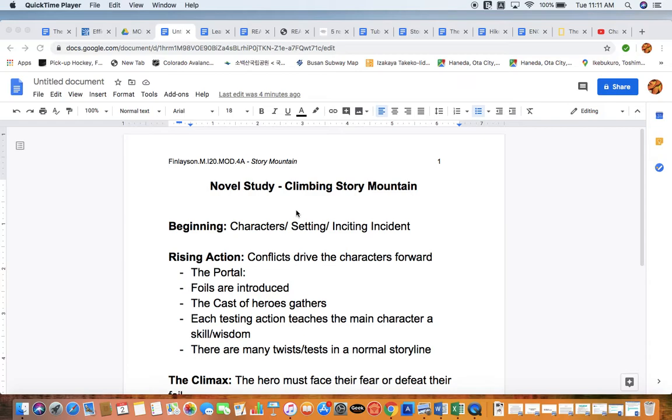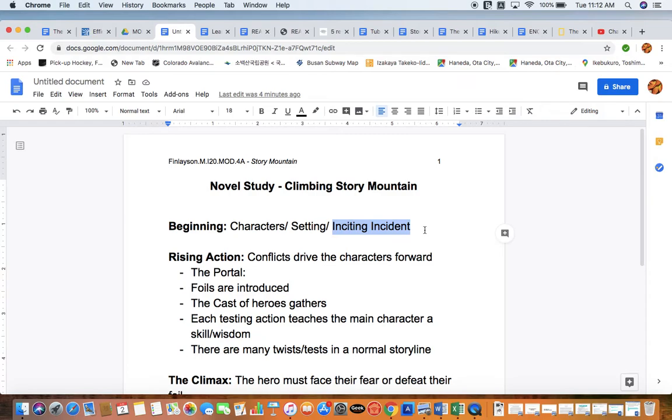So at the beginning, you're starting at the bottom of the mountain on the left-hand side of your image. That's where you usually have the characters introduced. Initial setting will be discussed, and the very first major problem or trouble is called the inciting incident.